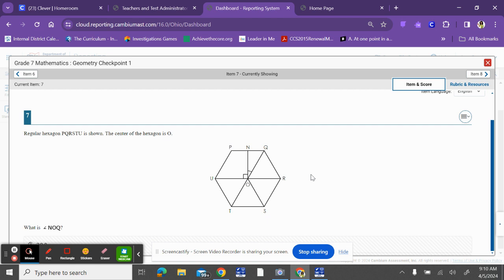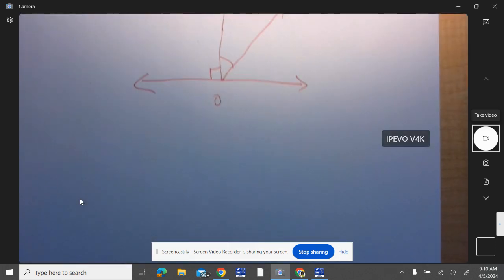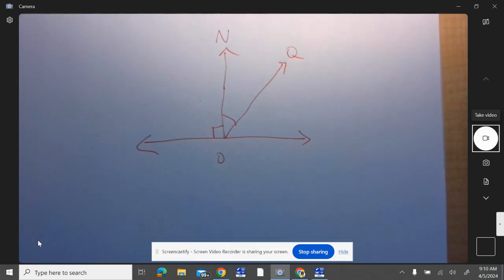Okay. So looking at N O Q. All right. So I'm going to put that in, and then they have these options. Let me put that on my paper, bring it up. All right, so we're going to use what we know about how many triangles are in hexagons. We're going to use what we know about supplementary angles and 90-degree angles. So we're going to use all that information.